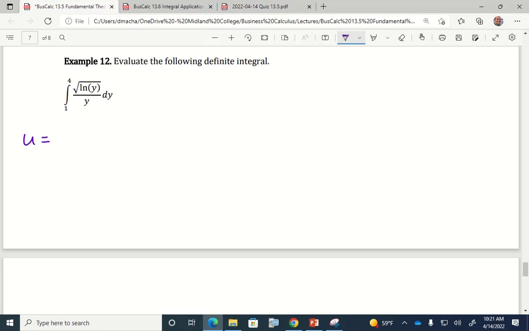The square root of the natural log of y. Yeah. I'll do you one better. We're going to do just the natural log of y. Okay, so then du dy is going to be what? 1 over y in this case. It's my variable. So I need to solve for dy so I can substitute that. And that tells me that dy is going to be y times du.